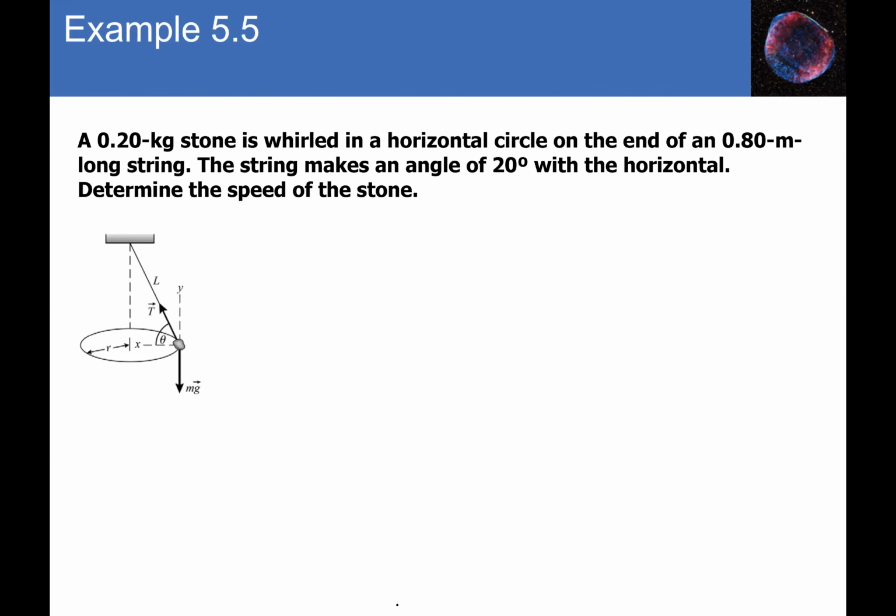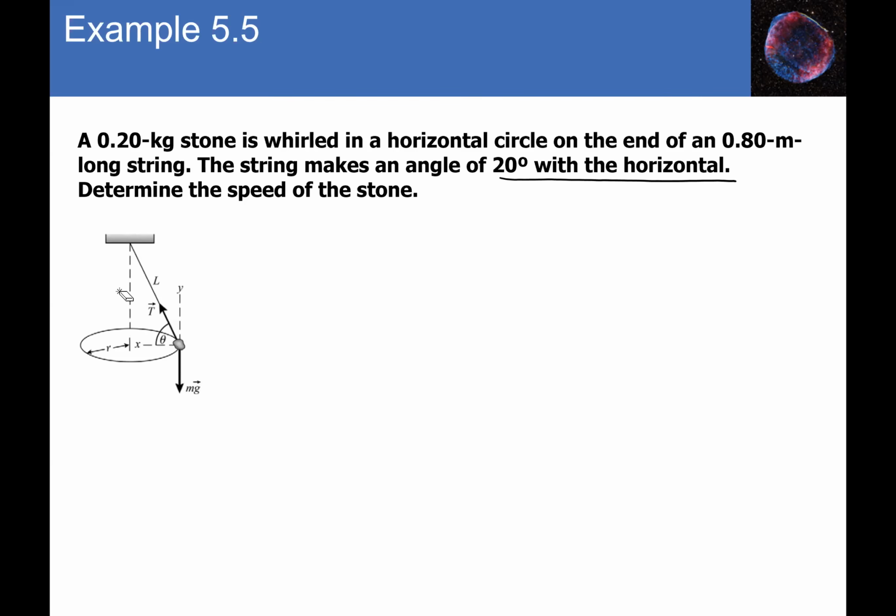So the angle theta, right, you can see that it's the 20 degrees with respect to horizontal. So that's the angle theta that we're given. Sometimes the theta can be given in terms of the other angle, so you have to be careful.